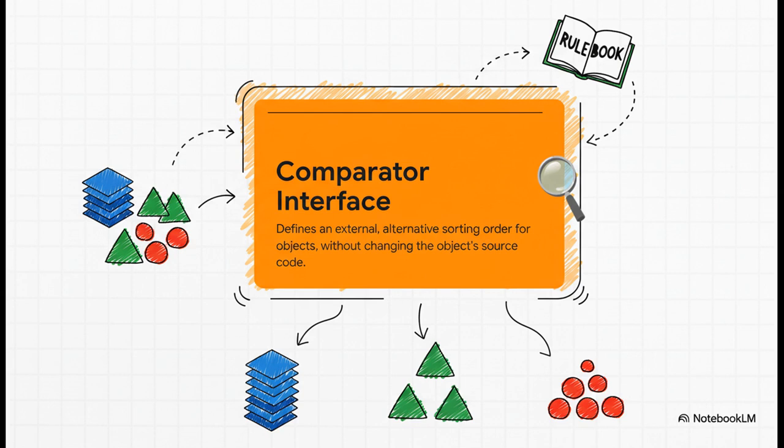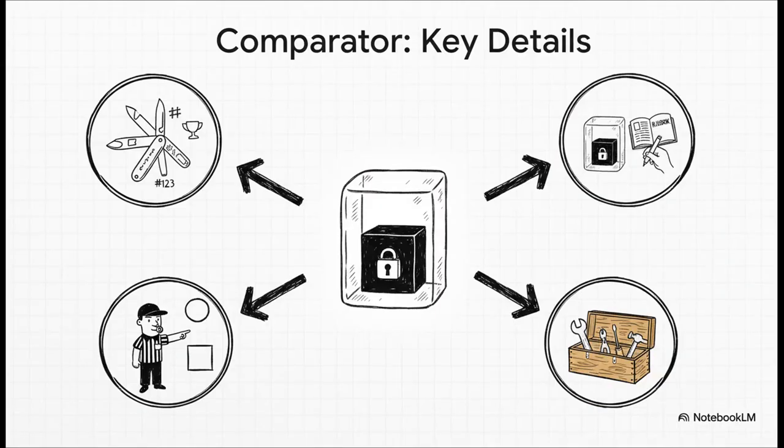A comparator lives in its own class, which means you can create as many different sorting rules as you want without ever touching the original student class. So let's run through its key features. First, and this is huge, you can define multiple, totally different ways to sort. You can have one comparator for sorting by grade, another for sorting by ID, and heck, another for sorting by age. Second, you do not touch the original class's code.